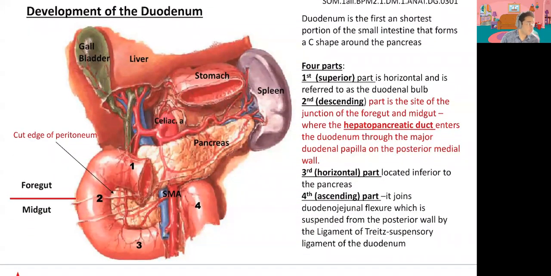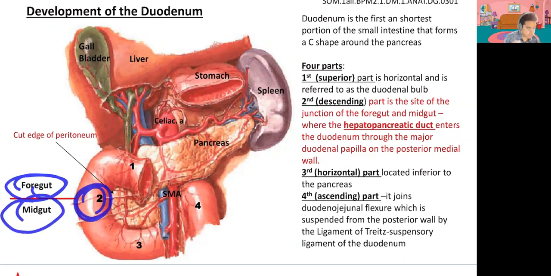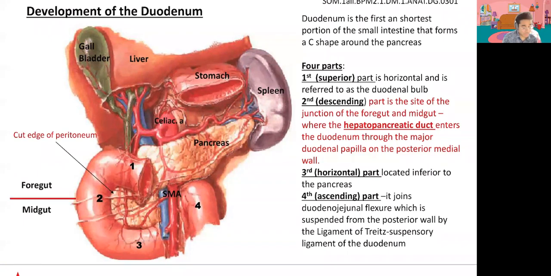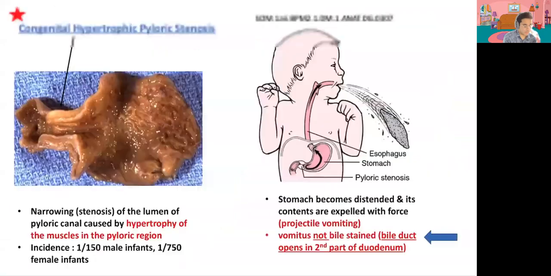Development of the duodenum. Remember, up to the mid, I think the second part of the duodenum, everything is foregut. Everything after that is midgut. The other thing that they like to ask is the transverse component. What passes above it? It's the SMA. Because remember, your vasculature at this point via the descending aorta is like right here.